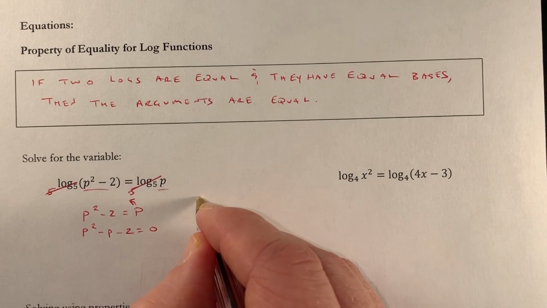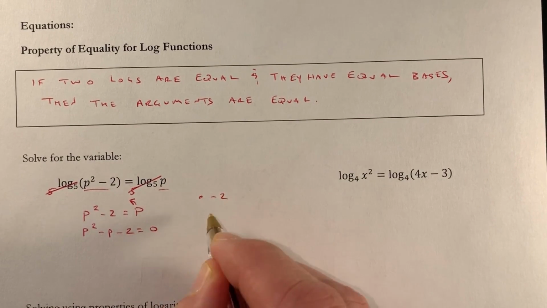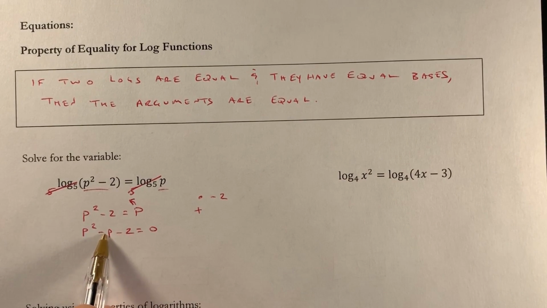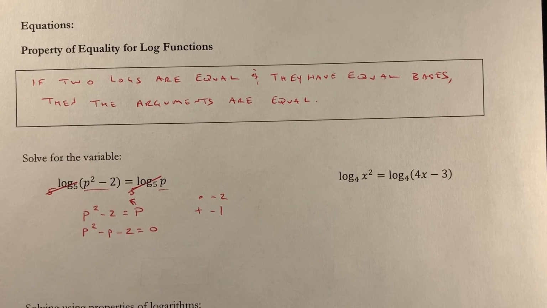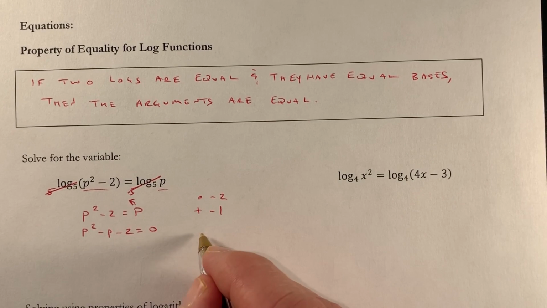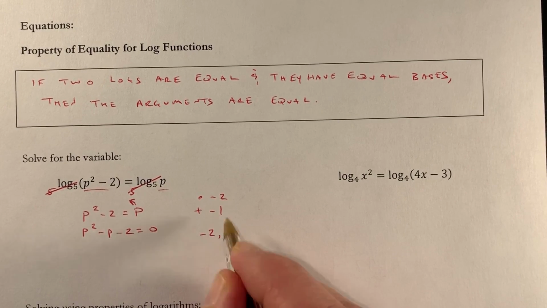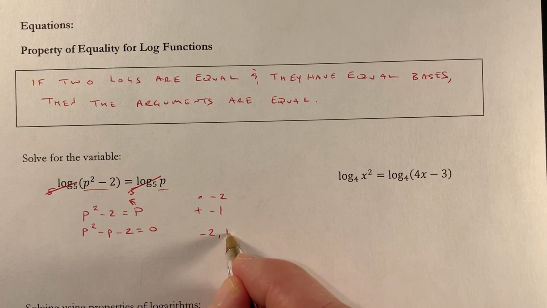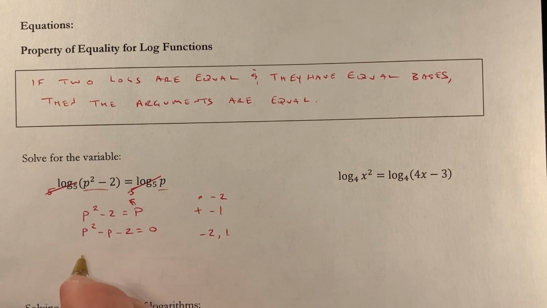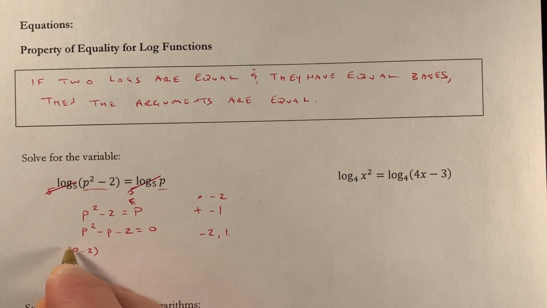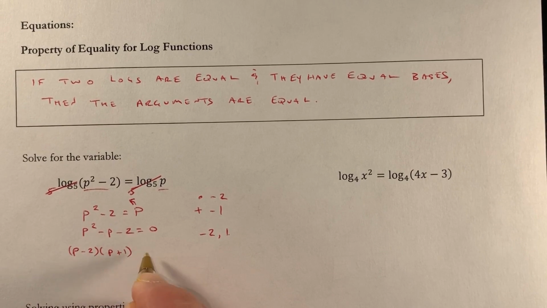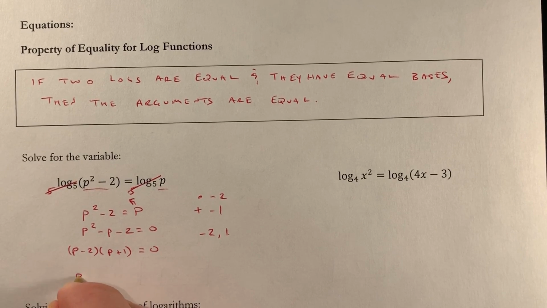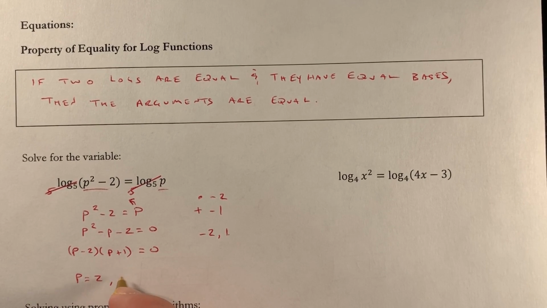I want two numbers that multiply to make negative 2 and add up to negative 1. That's negative 2 and 1. Negative 2 times 1 is negative 2. Negative 2 plus 1 is negative 1. So my factored form is p minus 2 times p plus 1 equals 0. Now that gives me two solutions: p equals 2 and p equals negative 1.